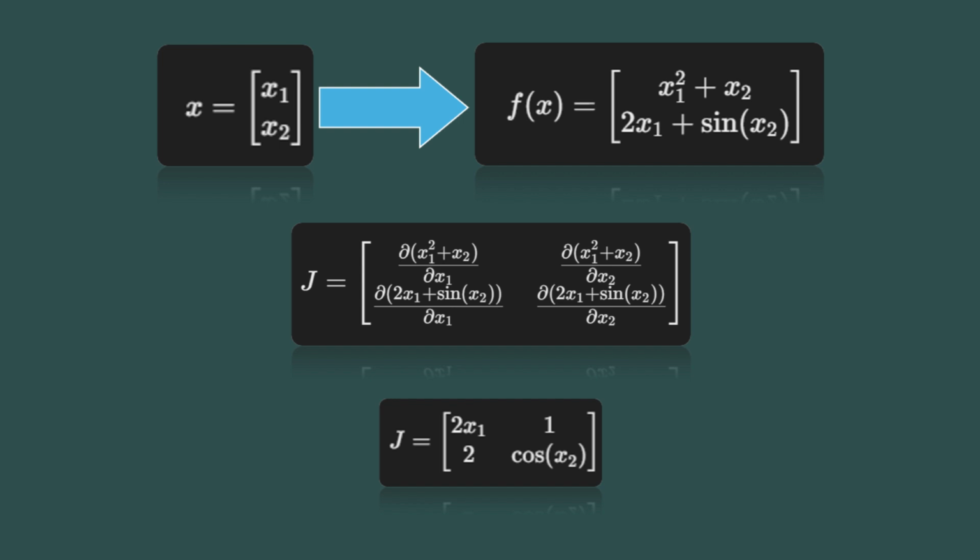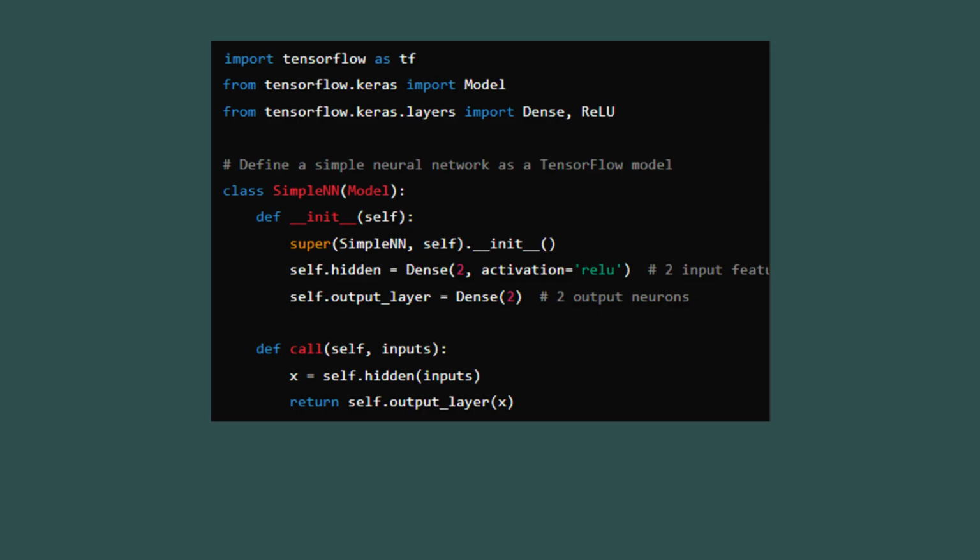So, the Jacobian matrix becomes a 2 by 2 matrix where the first row contains 2 times the first input and 1, and the second row contains 2 and the cosine of the second input. This matrix captures the relationship between the input and output variables, giving us a map of how sensitive the outputs are to changes in the inputs. This is a critical concept in optimization, machine learning, and neural networks.